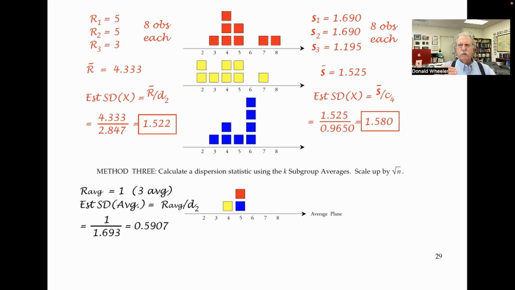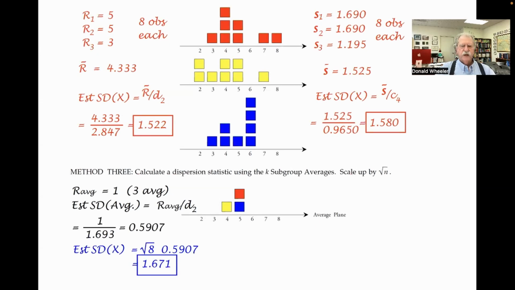Now we go from the x-bar plane back up to the x-plane by multiplying using the formula in the middle of page 24 in reverse. We multiply by the square root of n. So an estimate of the standard deviation for the distribution of x would be the square root of 8 times our 0.5907, which is 1.671. Not as cozy as the first 4, but it's still in the same ballpark.